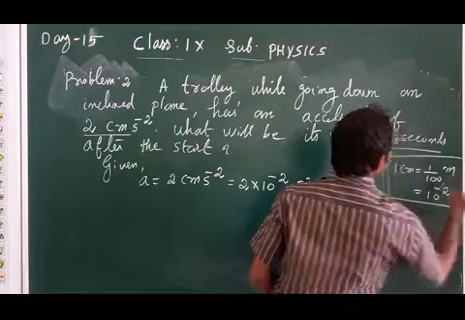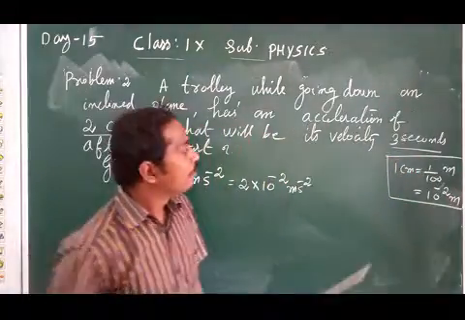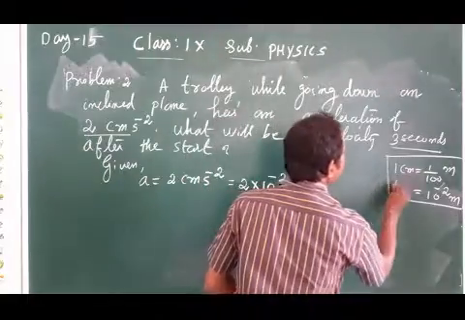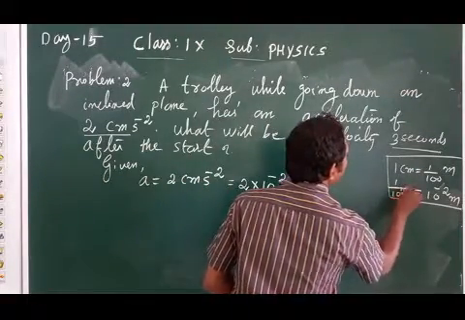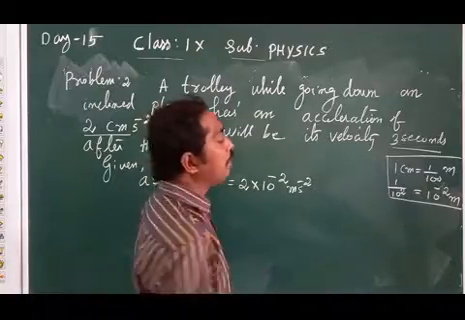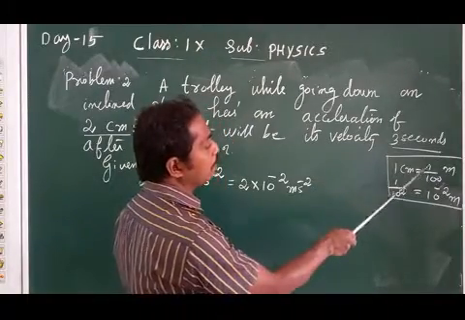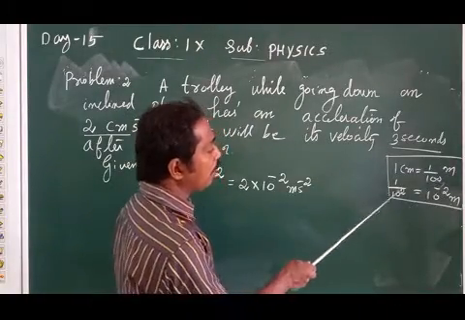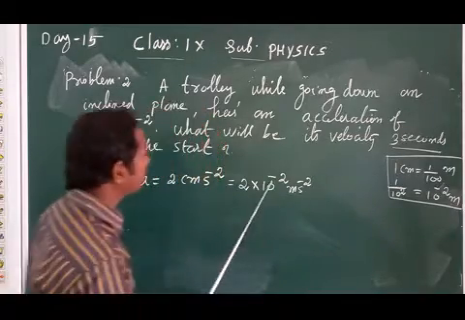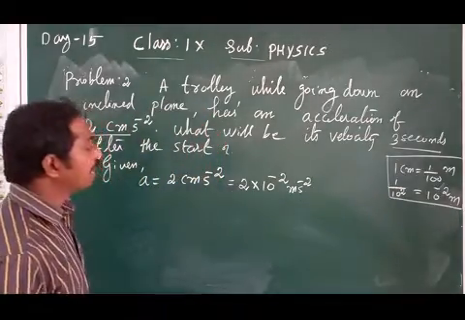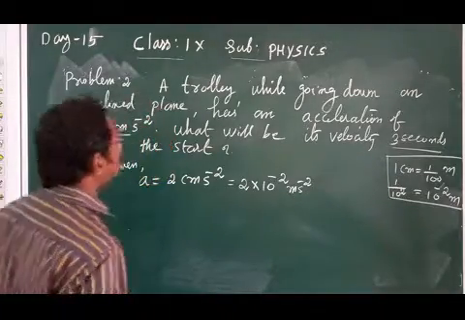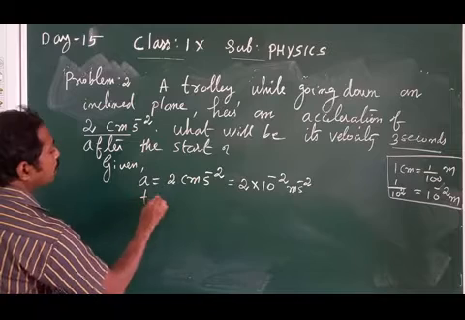You might have learned that 1 centimeter is 1 by 100 meter, which is 1 by 10 raised to 2. Then take it to the numerator, it becomes 10 raised to minus 2. So 1 centimeter, 1 by 100 meter, 1 by 10 raised to 2 equals 10 raised to minus 2 meter. That we are substituting here. So we get 2 into 10 raised to minus 2 meter second raised to minus 2. Then time is 3 seconds.